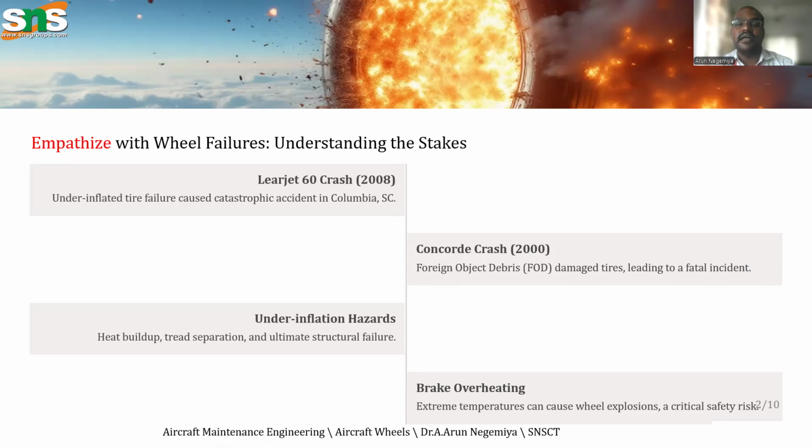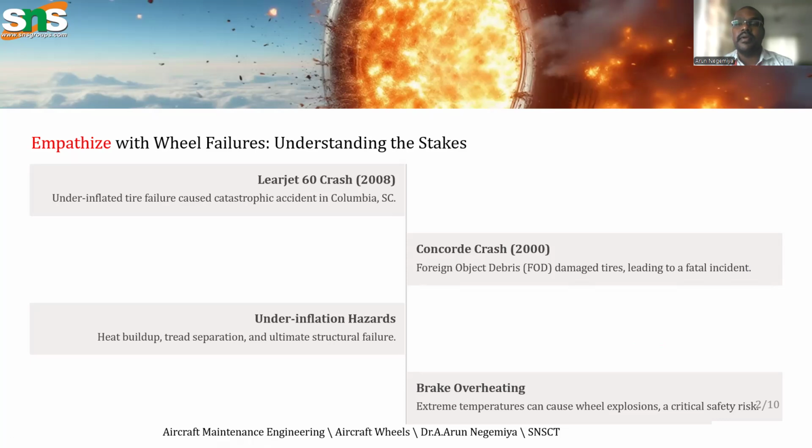The next one is the Concorde crash. This type of failure happened due to damage to the tires. The next one is under-inflation hazards. In this case, there is no tread on the tire, so the tire becomes smooth. That's why this type of failure happens.